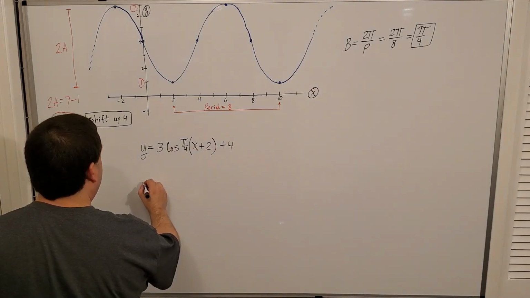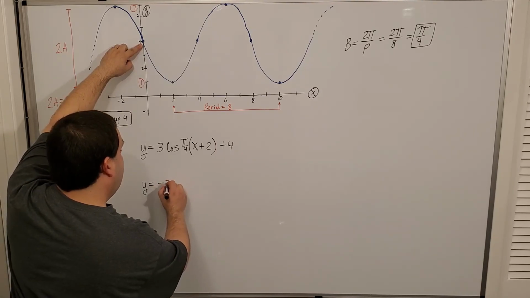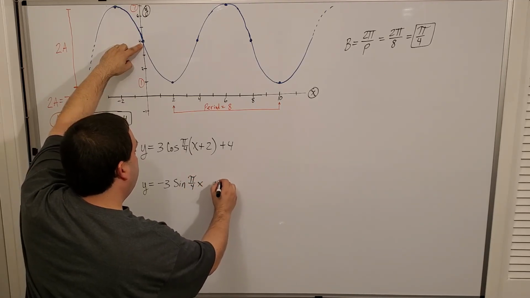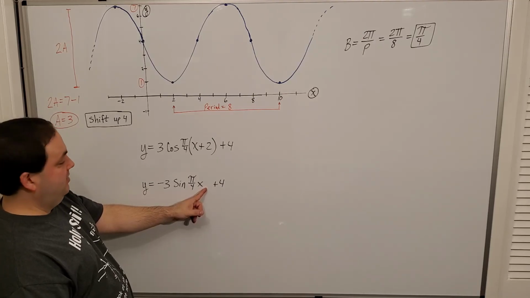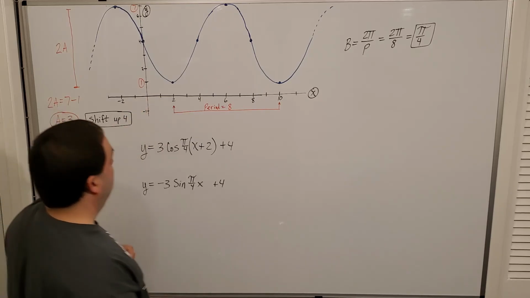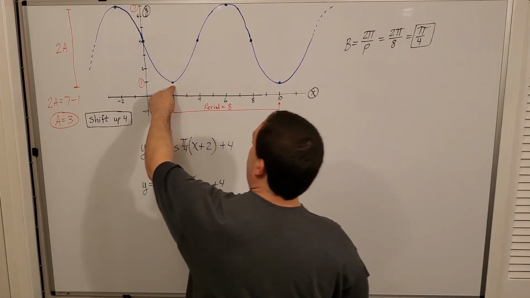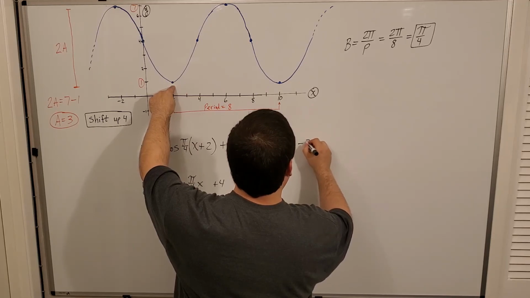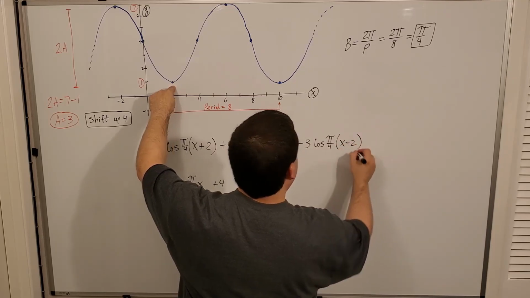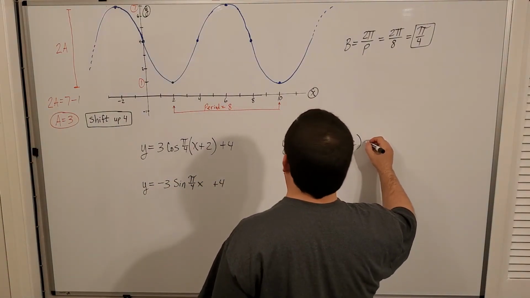What's another possible answer? If I start at this middle number here, I would say that it's negative 3 sine of pi over 4 x, plus 4. Notice no left and right shift this time because I actually started on 0. Okay, what's another possible answer? y equals, if I start at this bottom right here, that's going to be negative 3 cosine of pi over 4 times x minus 2, because it's 2 this way, plus 4.